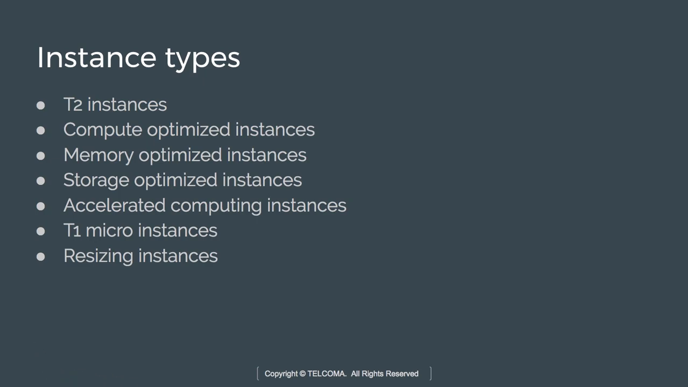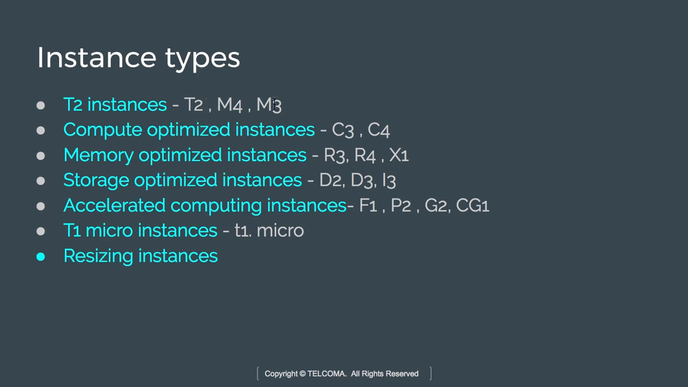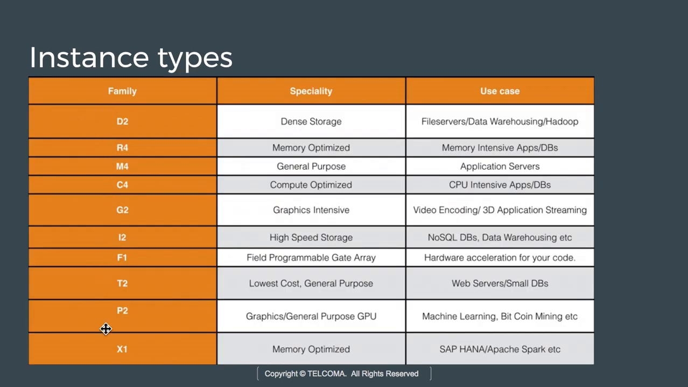So these are the various instance types. These are the families and these are the instances. Now we need to choose the instance as per our requirement. This is a family of all the instances we can see here: D2, R4, M4, C4, G2, I2, F1, T2, P2 and X1. We can see memory optimized here and the use cases where they can be used. For graphics P2, machine learning, Bitcoin mining; low cost and general purpose T2, web services and small databases.